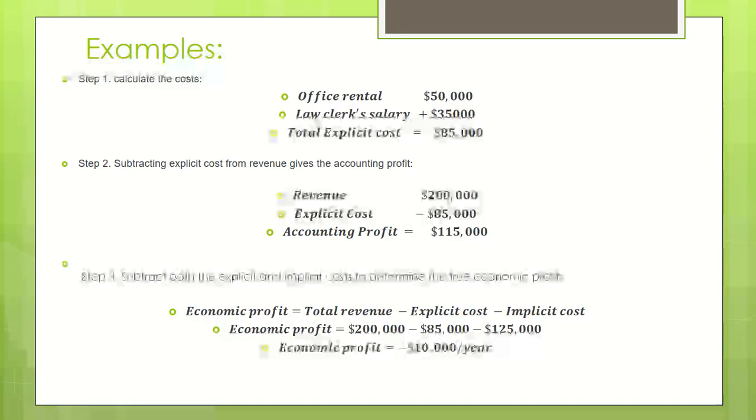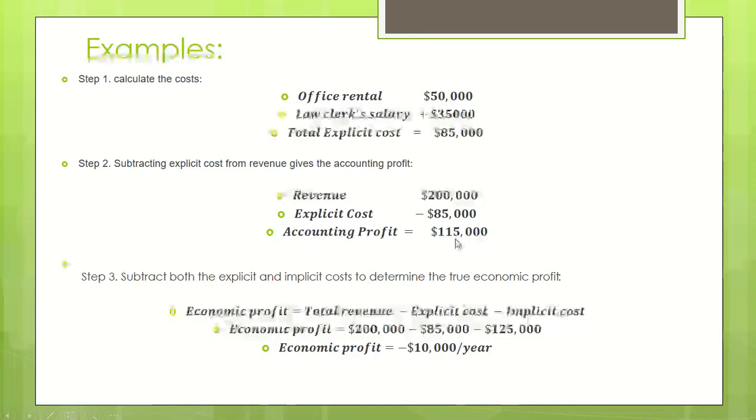Now coming to step 2, that is subtracting explicit cost from revenue gives you the accounting profit. As we have already learned about accounting profit, that is equals to total revenue minus explicit cost. So here the revenue is $200,000 and explicit cost is $85,000. So revenue minus explicit cost is equals to accounting profit, that is equals to $115,000. That is the accounting profit.